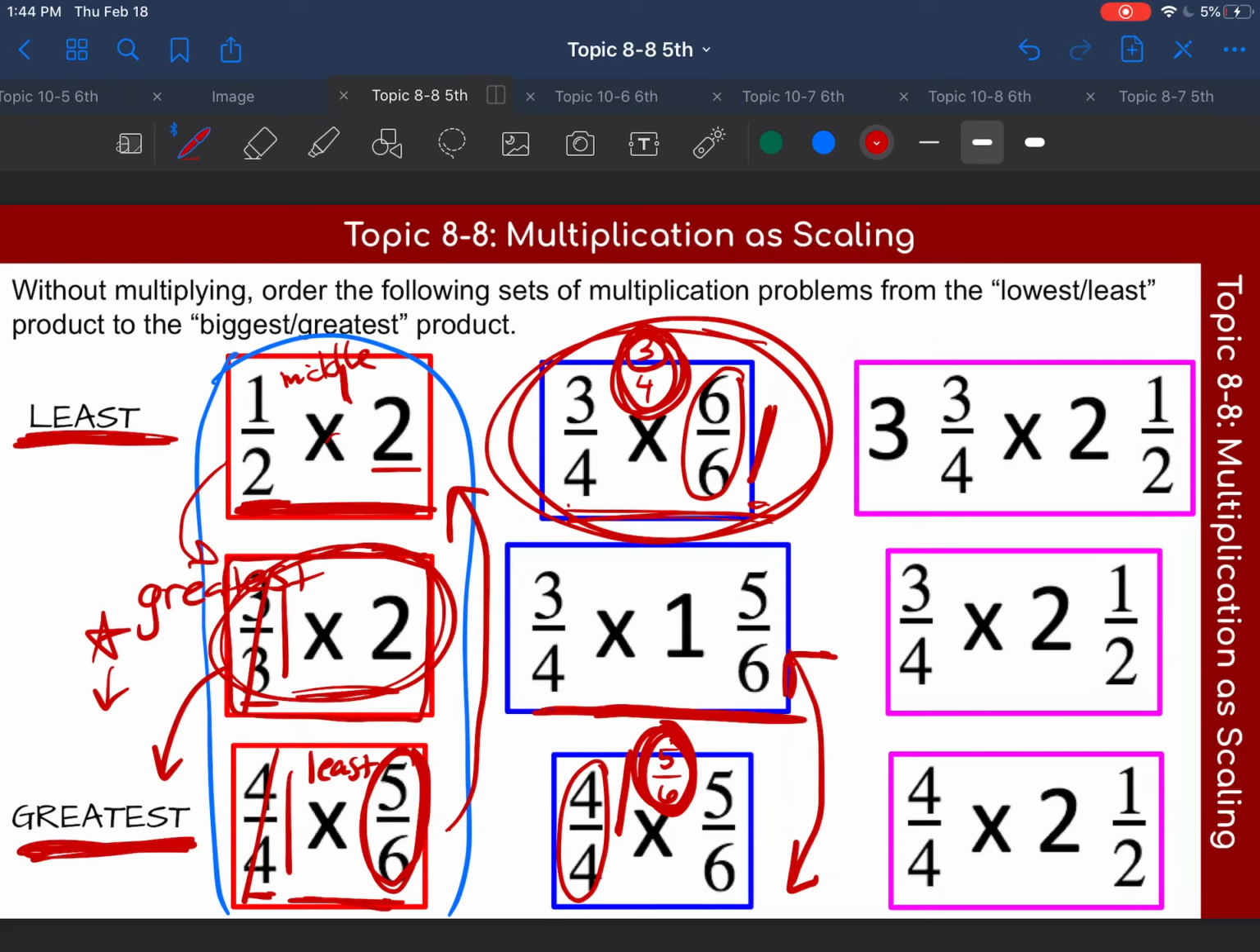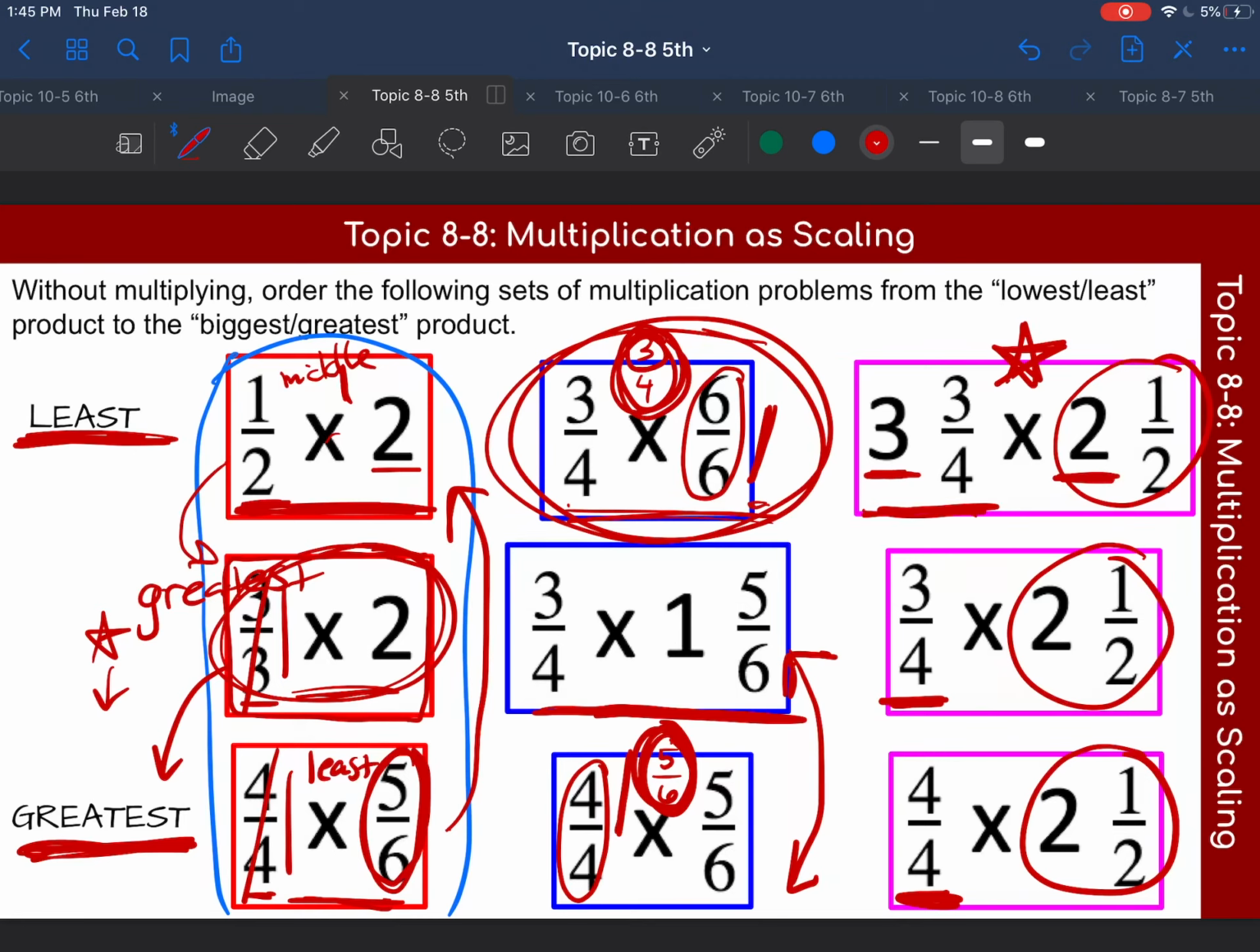And then lastly, we have this problem where in every single problem you see the same number. This is what you're going to be seeing in a little bit. They all have 2.5, which is a mixed number. You have 2.5 multiplied by 3 3/4, 2.5 multiplied by 3/4, and 2.5 multiplied by 4/4. Which one do you think would give you the greatest product? This one would, because you have two mixed numbers, meaning that you're going to get a greater answer than multiplying by any one of these.